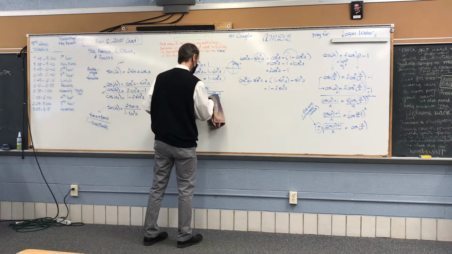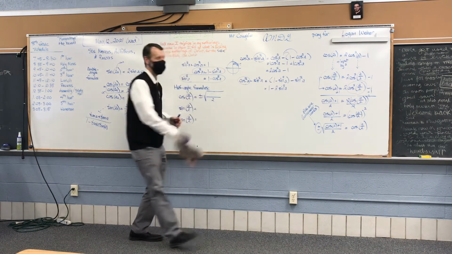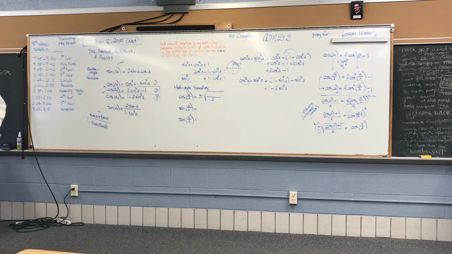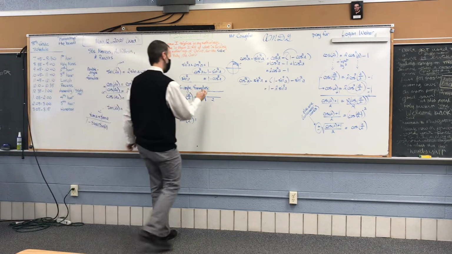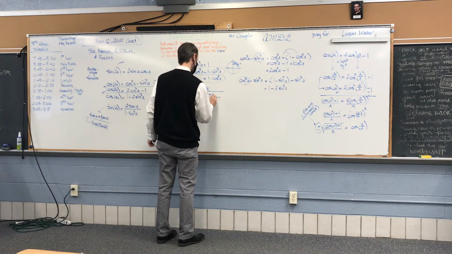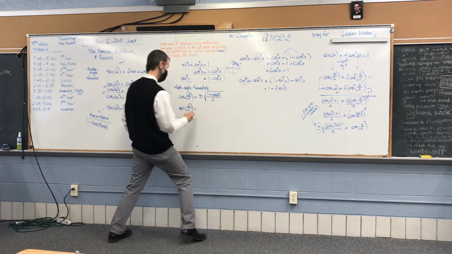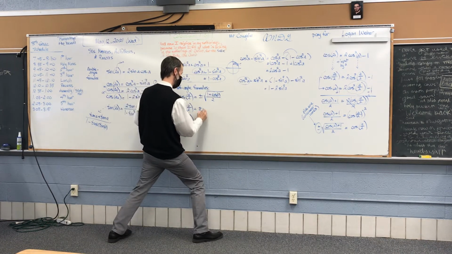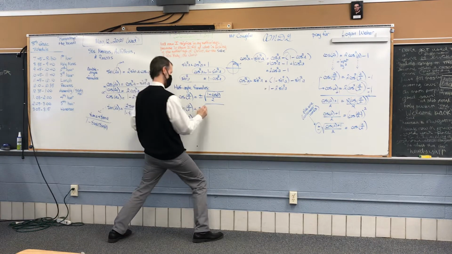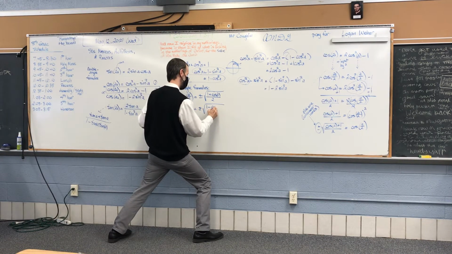Could you switch this around? There's a reason. It didn't have to, but it looks better. This is 1 plus cosine of A. The reason I'm doing this is because sine is plus minus, it's almost identical. It's 1 minus cosine of A.